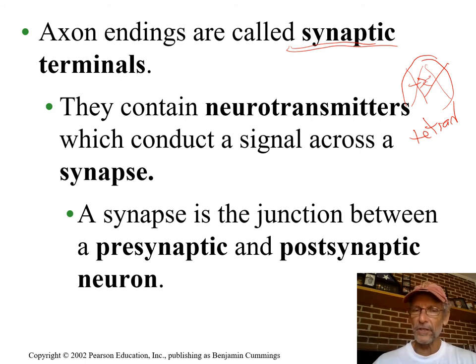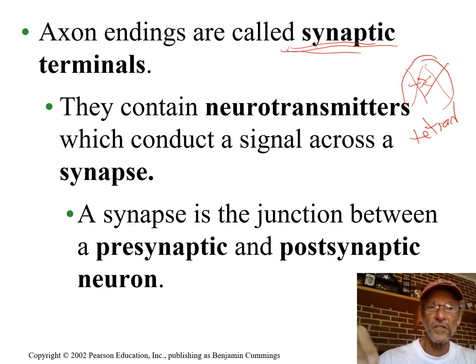And really specifically, a synapse is where two neurons connect. If it's a neuron attaching to a muscle, we call it a neuromuscular junction. That makes sense, but it's not the worst thing in the world to call it a synapse.